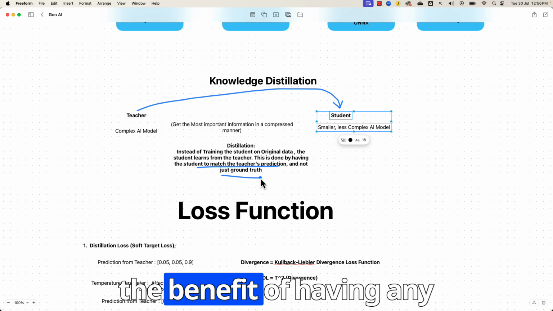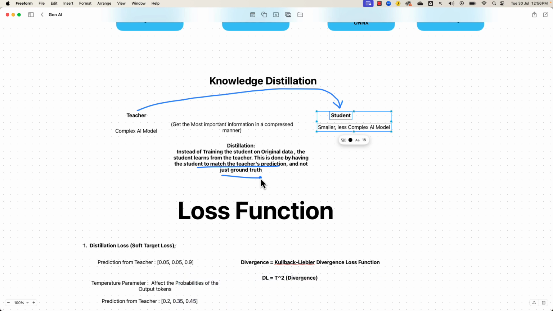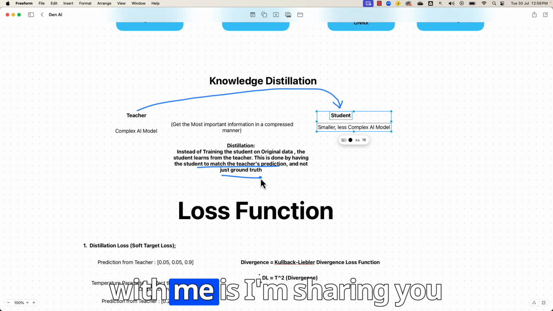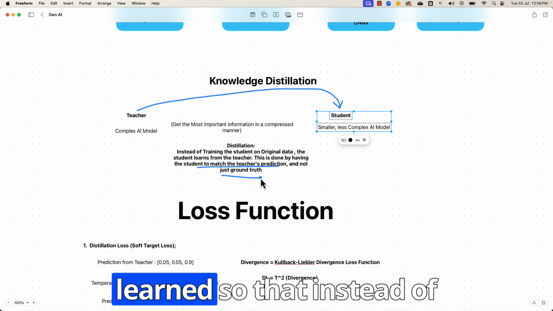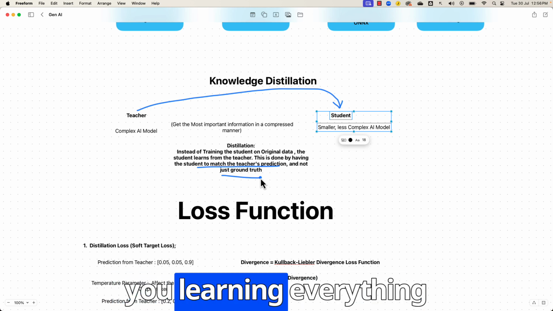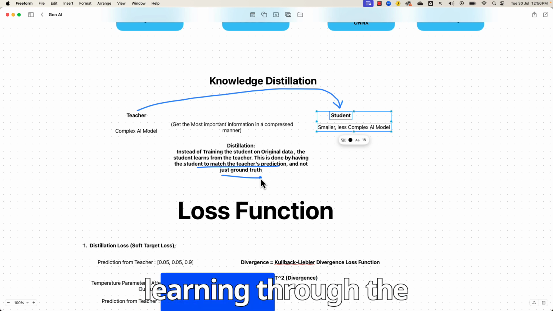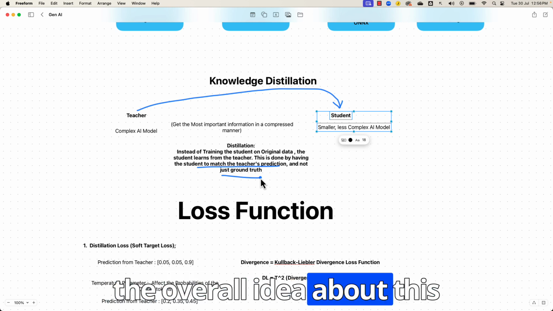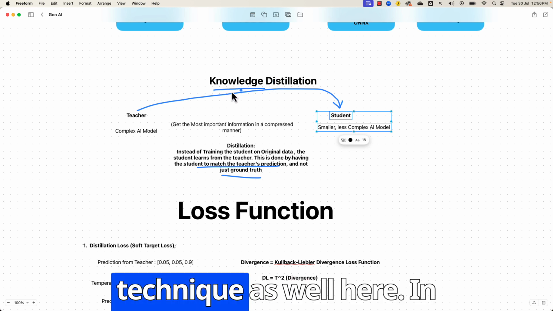So that's the benefit of having any mentor, isn't it? When you're learning through these videos, what you're actually doing with me is I'm sharing the insights which I have learned, so that instead of learning everything from scratch, you're learning through the insights of various mentors. That's the overall idea about this knowledge distillation technique as well.